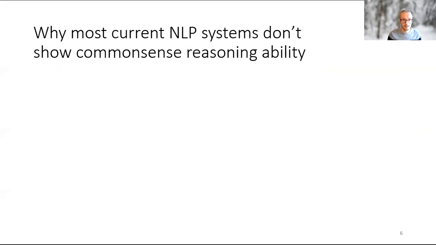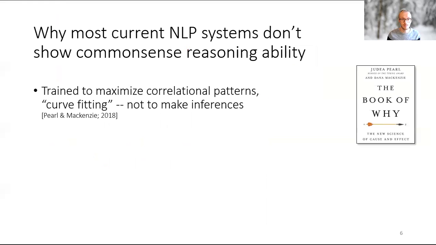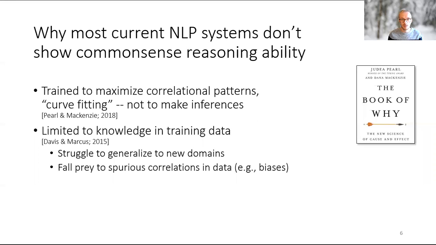And the reason why that is because most current NLP systems are trained to maximize correlational patterns, or they're essentially doing curve fitting, as Judea Pearl put it. They're not trained to make inferences. Additionally, they're very limited to the knowledge that is contained in the training data only, and so that causes them to struggle to generalize to new domains, but that also makes them more likely to fall prey to spurious correlations in data, for example, biases in data.